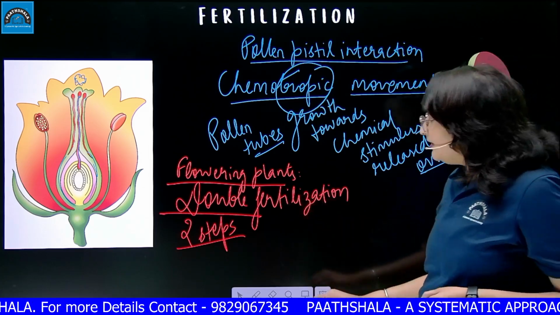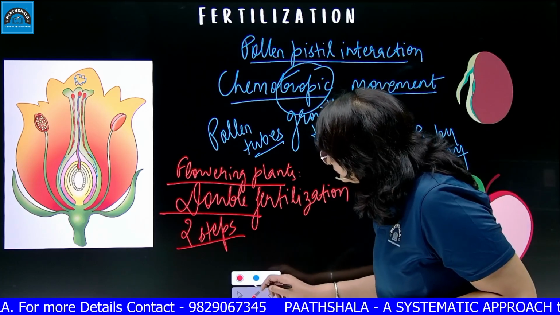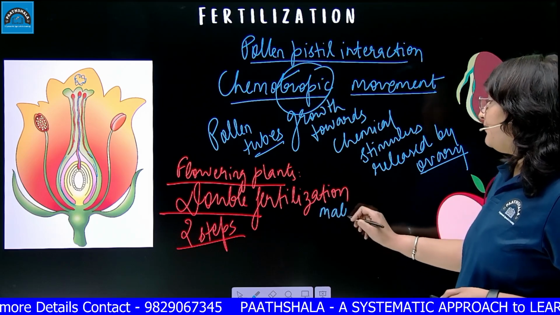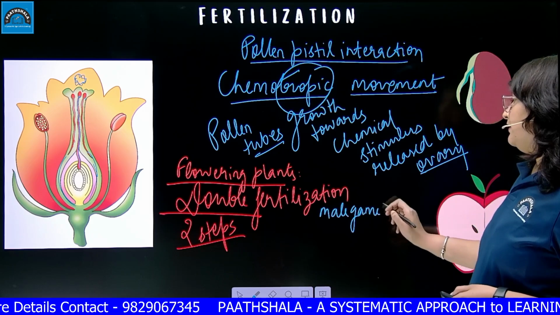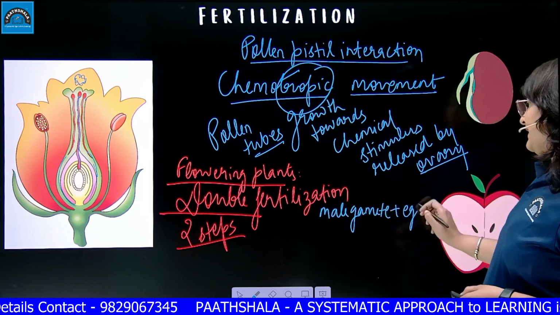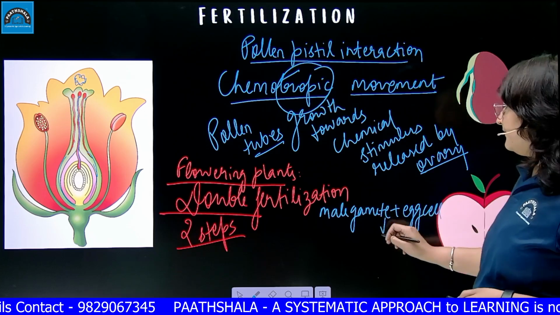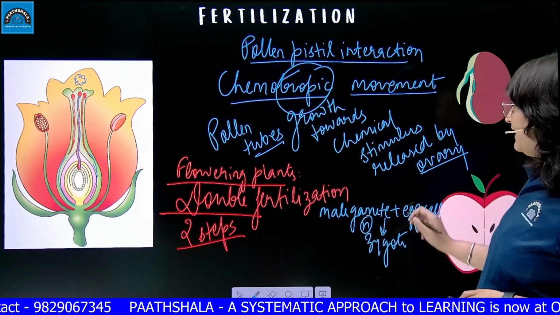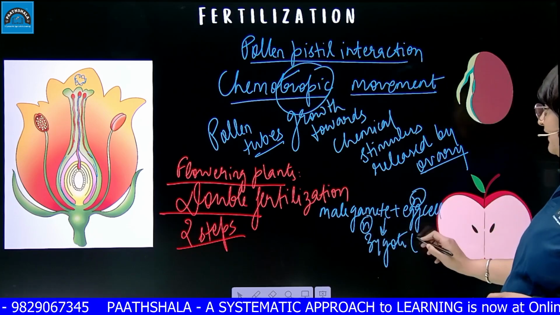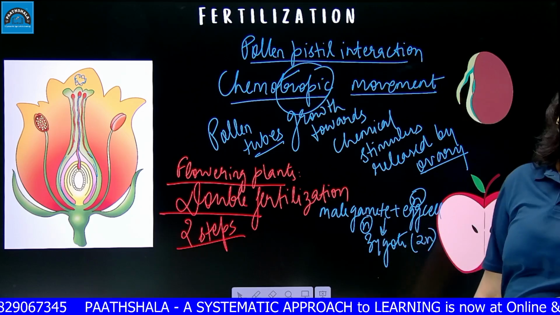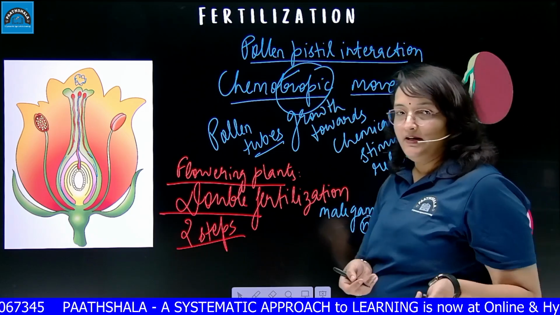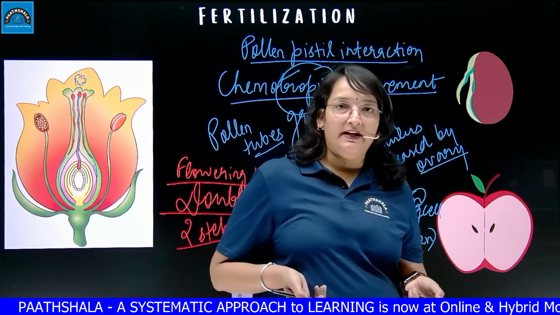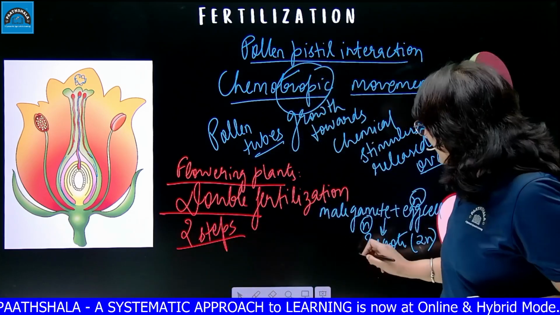In this double fertilization, in the first step, the male gamete fuses with the egg cell and forms the zygote. The male gamete was haploid, the egg cell was haploid, and the zygote that forms becomes diploid, 2n. N is from the male gamete, N is from the egg cell, N plus N becomes 2n. So we get the diploid zygote.